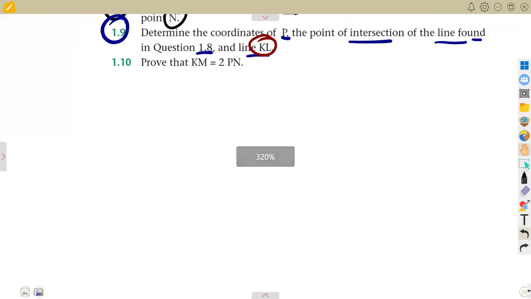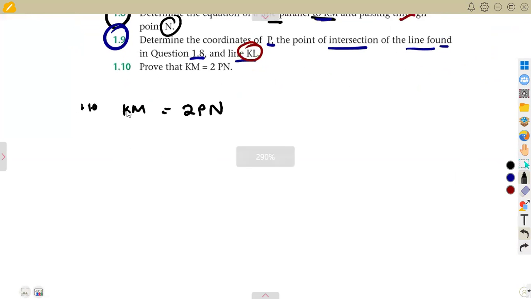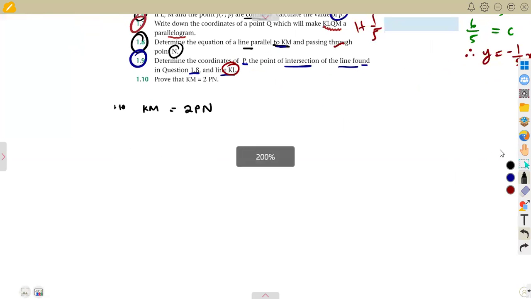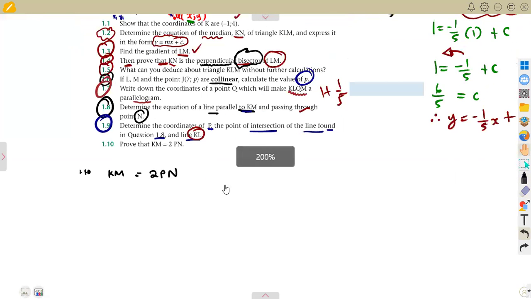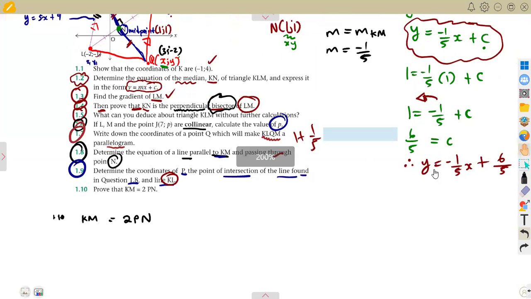A proof, you just have to calculate when it is like this. Prove that KM is equal to 2PN. This is all about distance, this is all about length. The length of KM, the distance from K to M, is the same as 2 times the length of PN. So you just have to calculate.